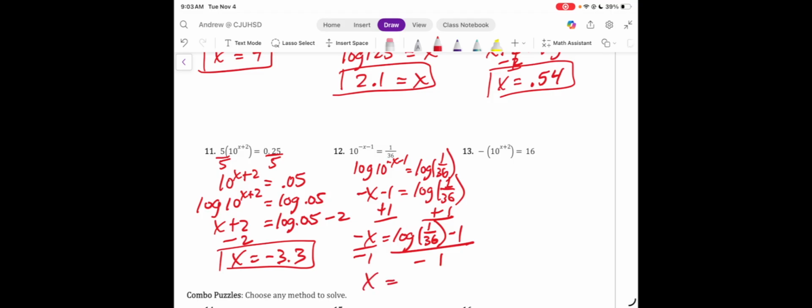So on a calculator, make sure that we have evaluated the top of the fraction before we divide by negative 1. So that would be log 136. It's about negative 1.55. Subtract 1. Now I'm at negative 2.55. And then divide by negative 1. And it's about 2.5563. So let's say 2.56 approximately.